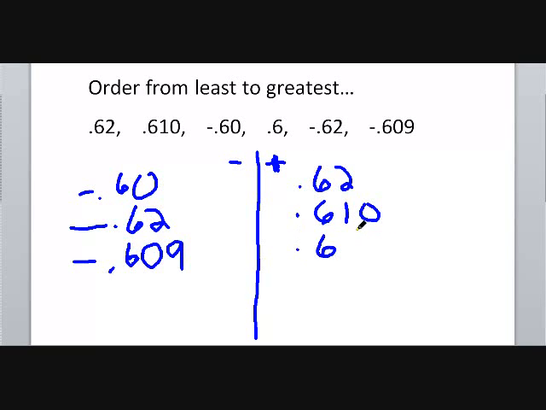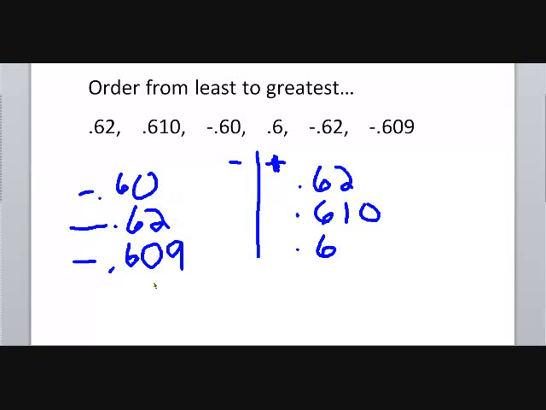0.6. Okay, so what I've already done, since I'm going least to greatest, I've already figured out what three numbers should be on the left-hand side of my list and what three numbers should be on the right-hand side. And I know that because I know that positive numbers are always greater than negative numbers. So these positives have to be my three largest numbers.